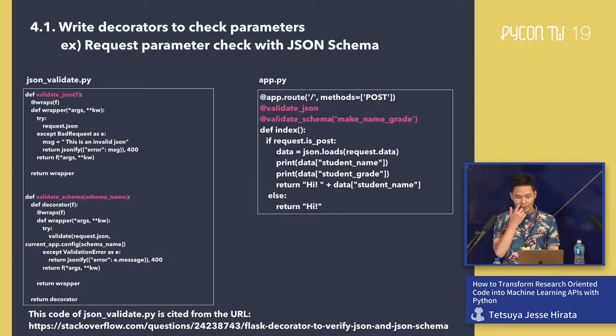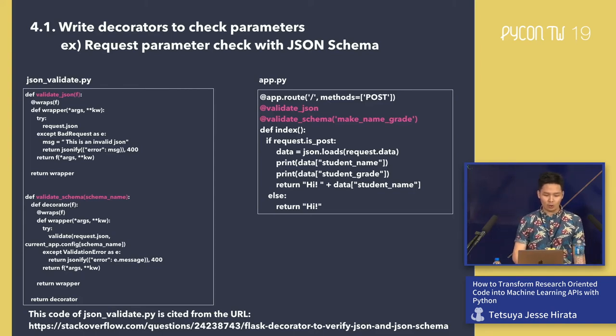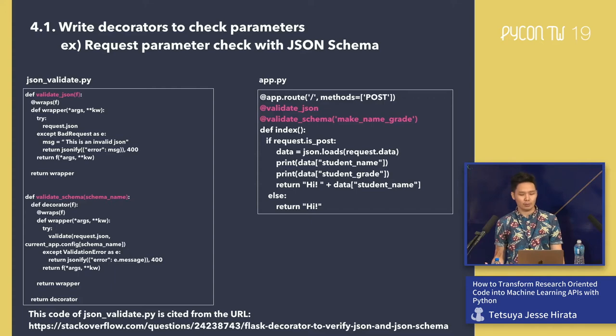This JSON validation code already exists on the web. There are a lot of sources about this code. So I looked over JSON validation code on the web. Most of the code is like this on the slide. I just referred to it from Stack Overflow. There's a valuable discussion at this URL. You can check it later.